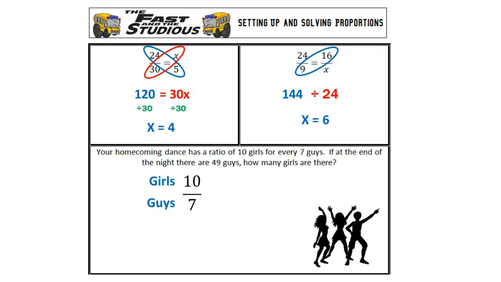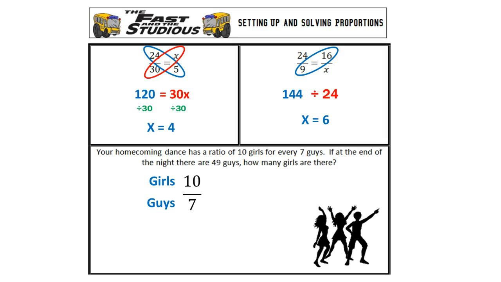When I set up the other side of my proportion, I need to remember that I'm creating a ratio. Half of that ratio, so either the numerator or the denominator, the top or the bottom, is going to be a variable, an unknown value that I need to solve for. The other side is going to be a given value. They said that at the end of the night there's 49 guys. How many girls are there? They're asking for the number of girls if there's 49 guys, assuming we keep the same ratio of 10 to 7.